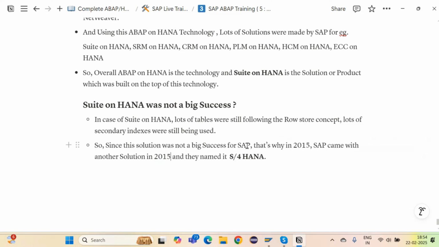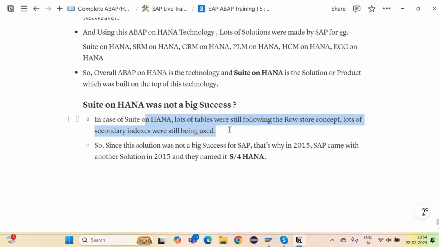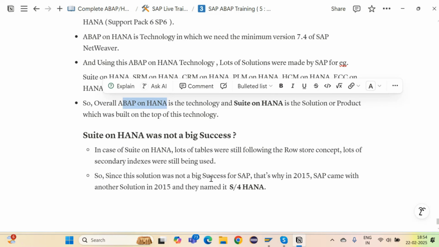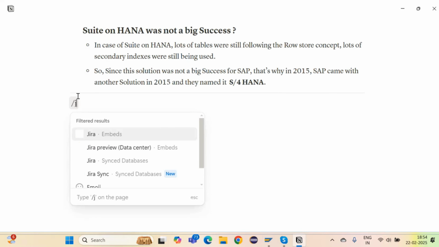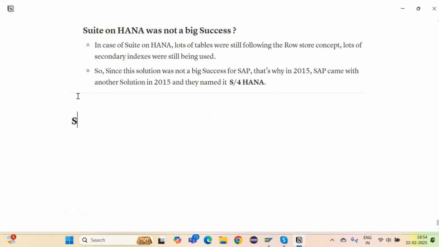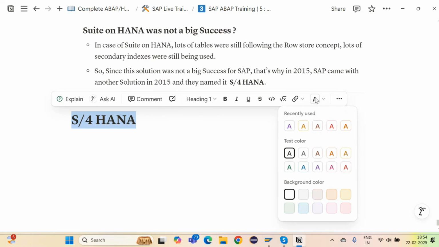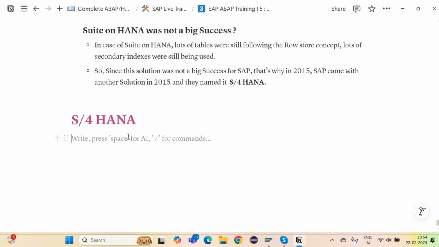Because its previous version, Suite on HANA, was not very efficient, they created its updated version by removing all these problems, on which technology? ABAP on HANA technology. So this is very important. Even if we are working on it, we don't know what it is. We just tell everyone that we are working on S4 HANA, but do we have a proper definition for it? No, definitely not. So that is the most crucial part.